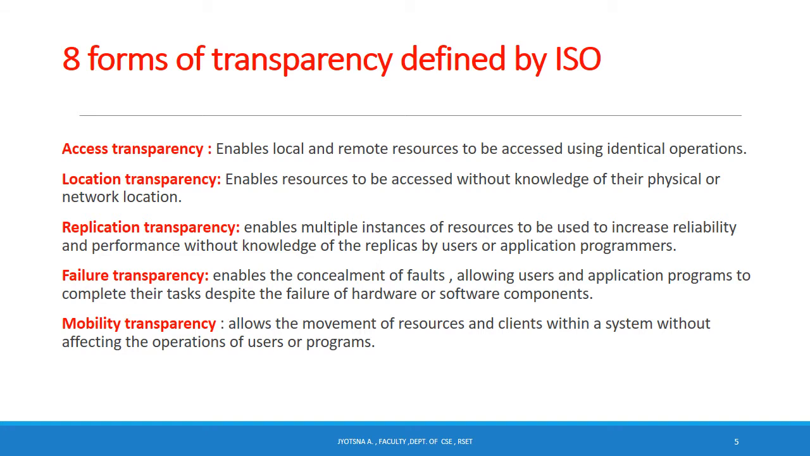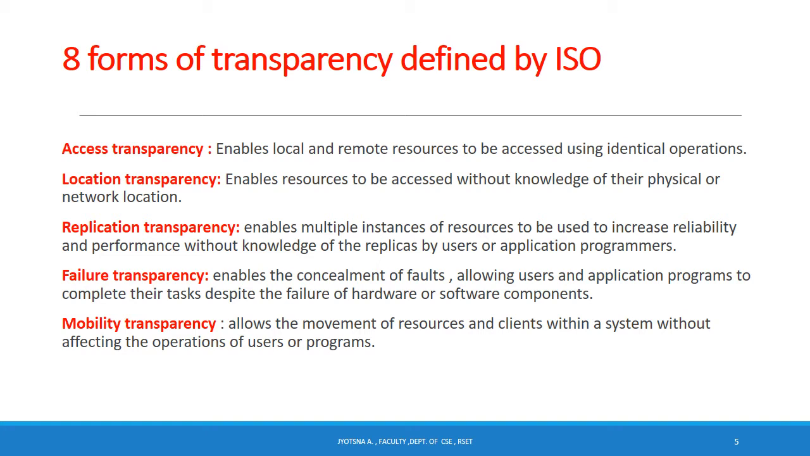First one, access transparency, enables local and remote resources to be accessed using identical operations. That means access transparency allows users to operate shared resources as if these shared resources were on their own computer. Next is location transparency, which enables resources to be accessed without knowledge of their physical or network location. Replication transparency enables multiple instances of resources to be used to increase reliability and performance without knowledge of the replicas by users or application programmers.